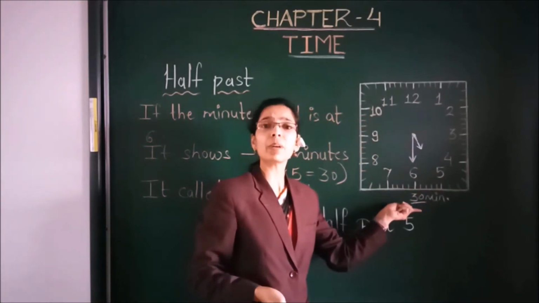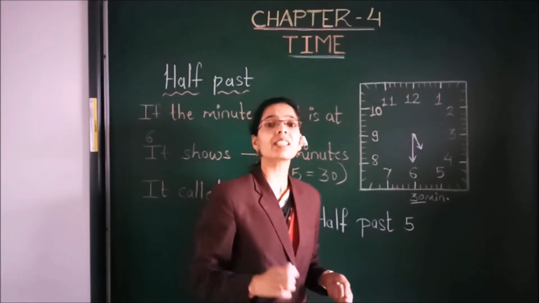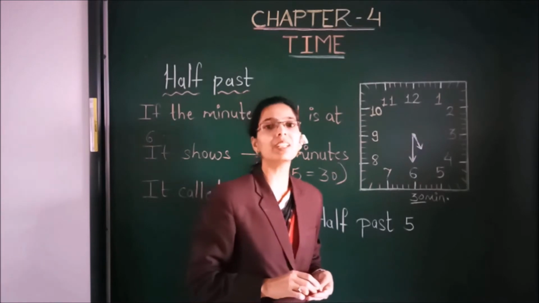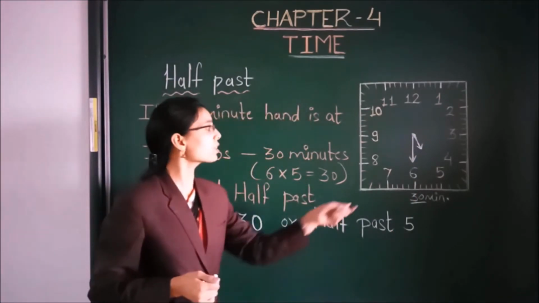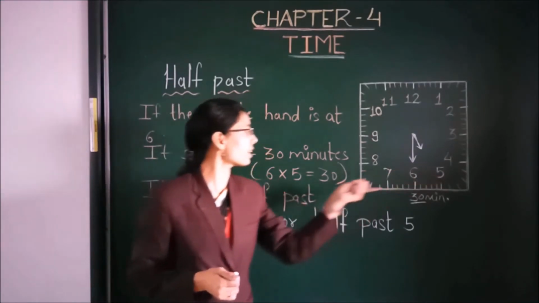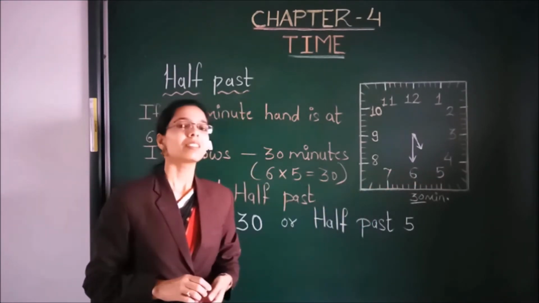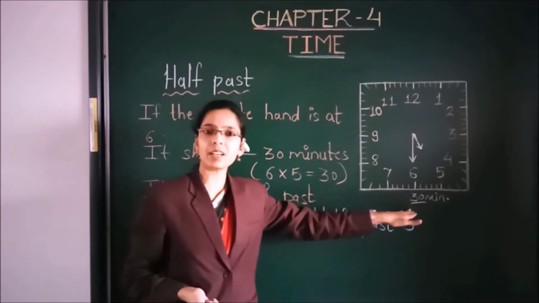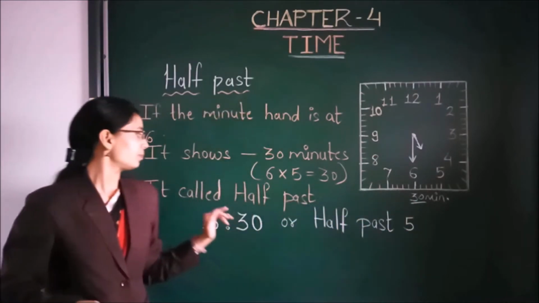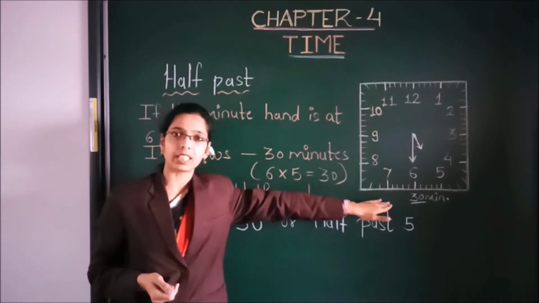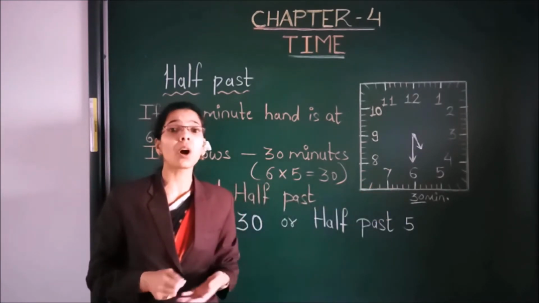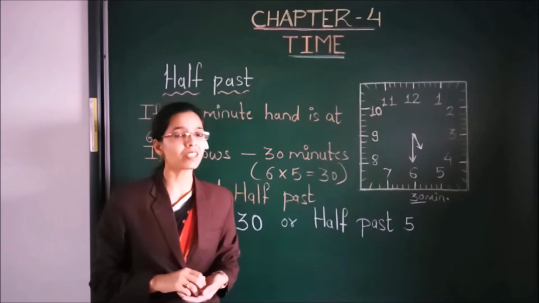How do we calculate the minutes? We calculate the minutes by multiplying the number at the bigger marking by 5. So which number is here? 6 5s are 30. That is why there are 30 minutes here. Now, if the minute hand is at 6, it shows 30 minutes and it is called half past.